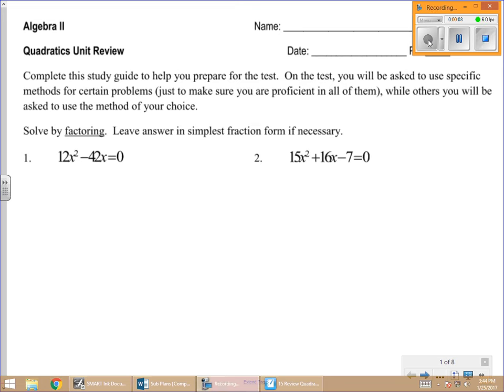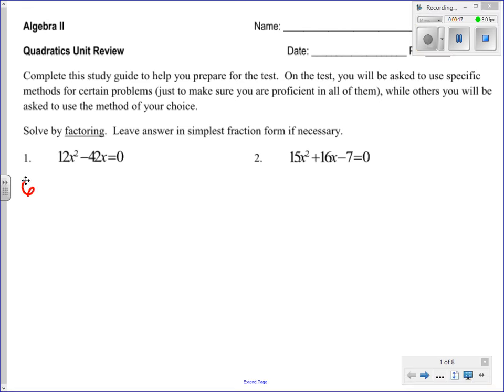Okay, this is the review for our quadratics unit test. If you look at number 1, that one has 2 terms, so that is a good example of GCF. The biggest number that we can pull out of 12x squared and 42x is 6, and then our variable would just be x. So we would have 2x minus 7 on the inside. 12 divided by 6 is 2, 42 divided by 6 is 7. That's how I got those numbers.